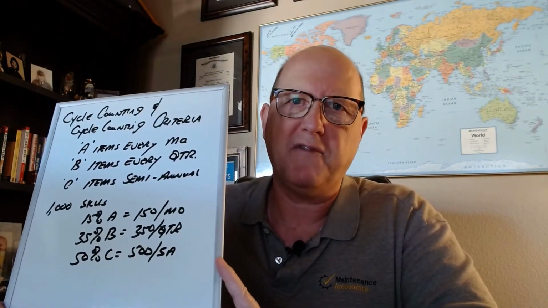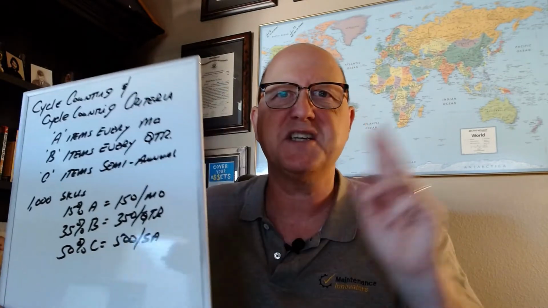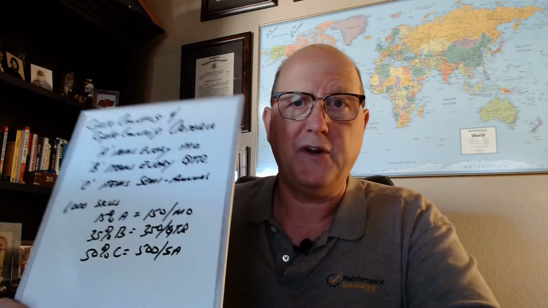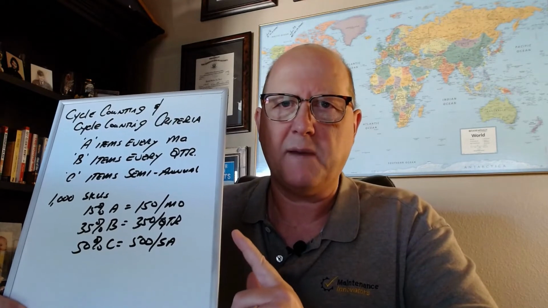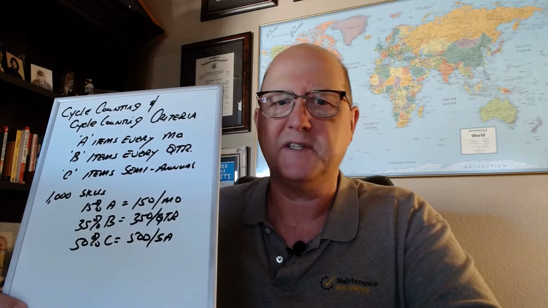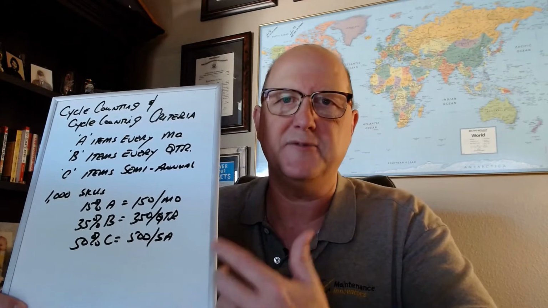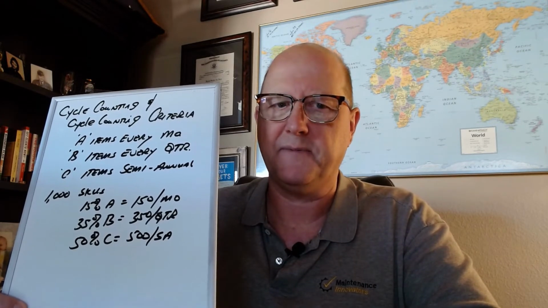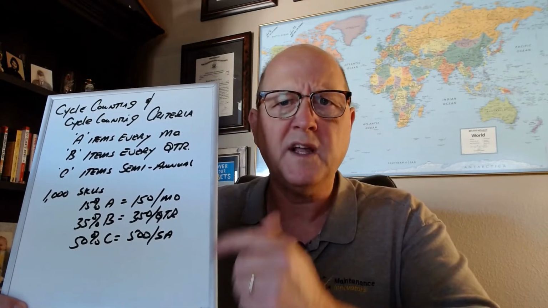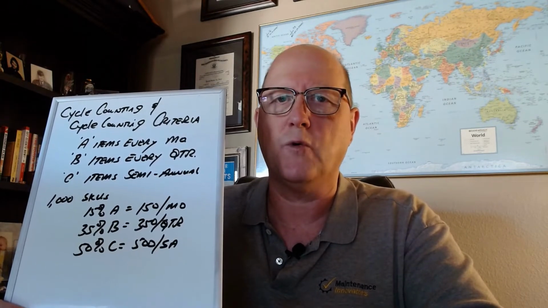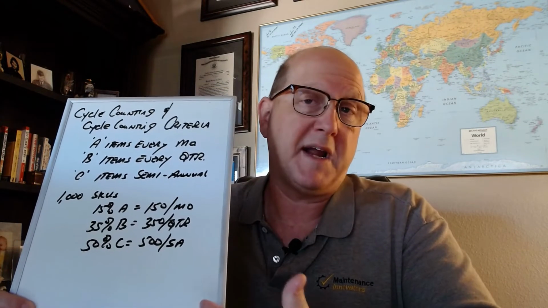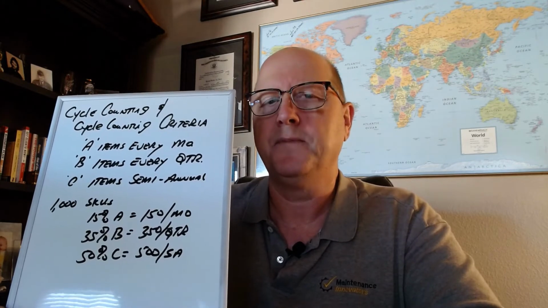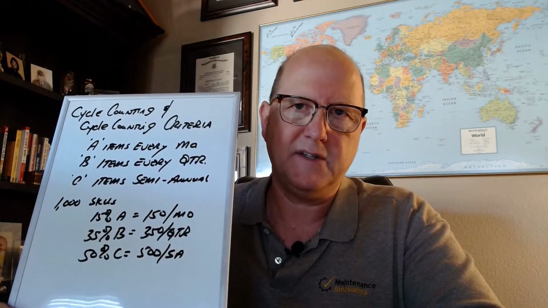Let's say, for example, you have 1,000 SKUs, and if you followed the ABC classification we talked about in an earlier video, about 15% of your items are A items. That's about 150 you've got to count every month. If 35% are B items, then you're counting 350 every quarter, and your C items would make up about 50% of your inventory, and that would be 500 every semi-annual, every 180 days essentially.